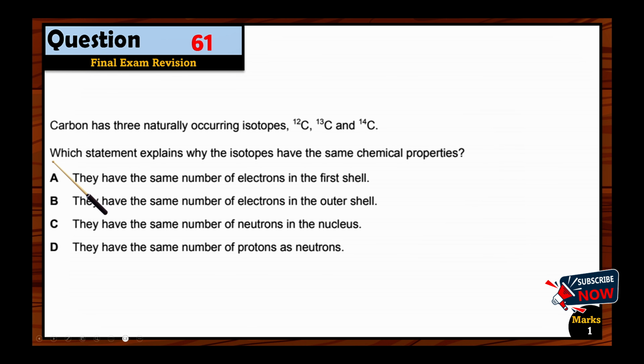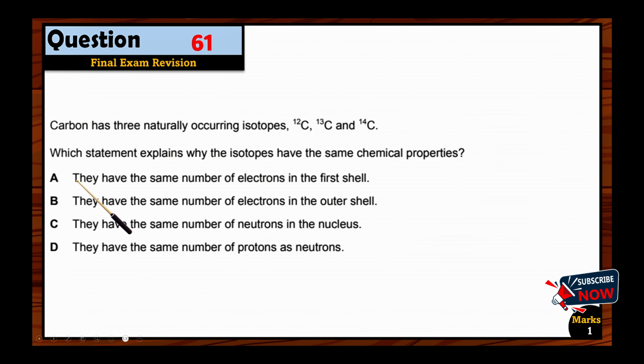Question number 61. Carbon has three naturally occurring isotopes, right? Which statement explains why isotopes have the same chemical properties? Again, the same question is repeated. Chemical properties are dependent on electrons. So we have to find the word electron. In this one, we have electron. In this one, we have electron.